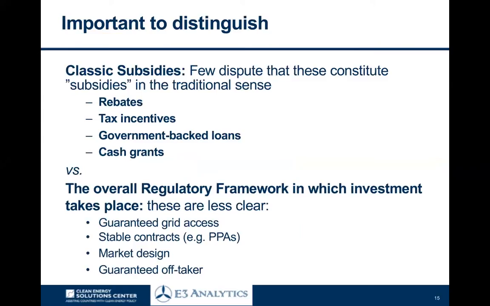It's important to distinguish between what we can call classic subsidies, and I've listed a few here, where few would dispute that these actually are subsidies, where the definition is clear, and it's clear that it's government support and preferential treatment to the solar sector. I've listed a few here: rebates, tax incentives, which are still used in many parts of the world, including mature markets like the US, government-backed loans or government-backed power purchase agreements, and cash grants, where you can get a direct cash grant for investing in solar power. These are really classic subsidies and can fairly be described as preferential treatment or subsidies to the solar sector.